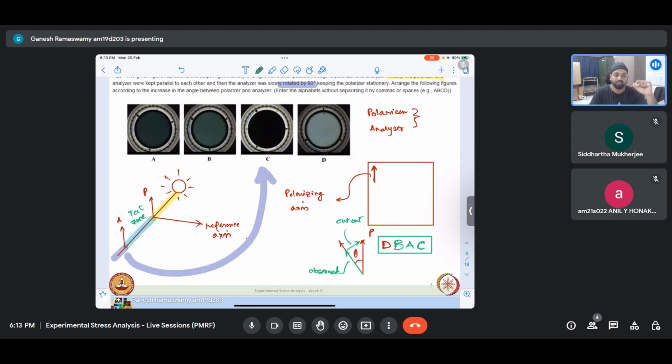But as soon as we stress the model, we'll be able to see that at every point in the model domain there is some birefringence taking place. Once there is birefringence, there will be light vectors crossing in two directions, out of which the component of either that is parallel to the analyzer will get passed on to the observer. So we'll be able to see some patterns there.